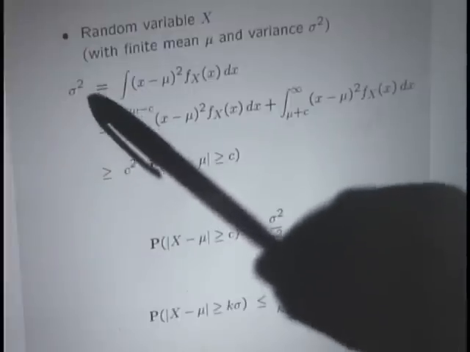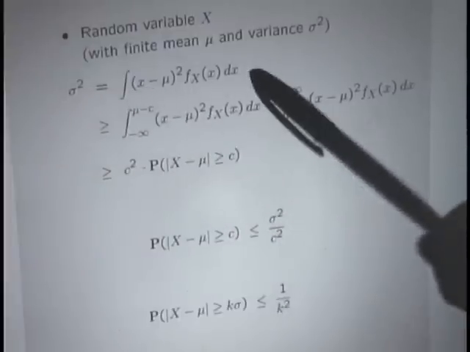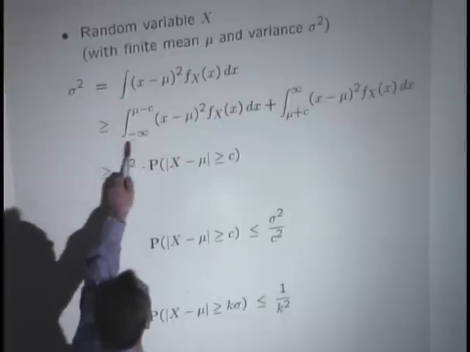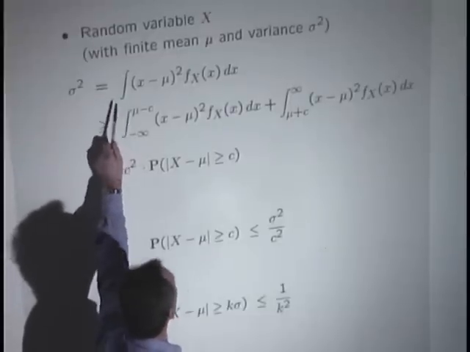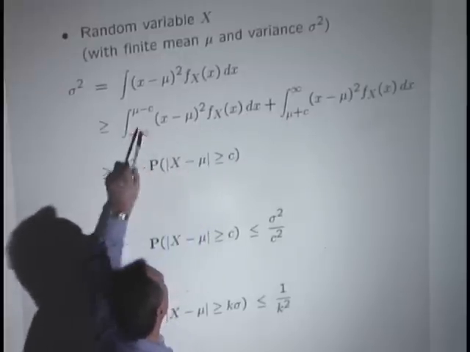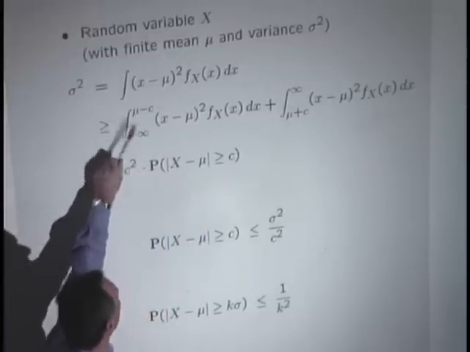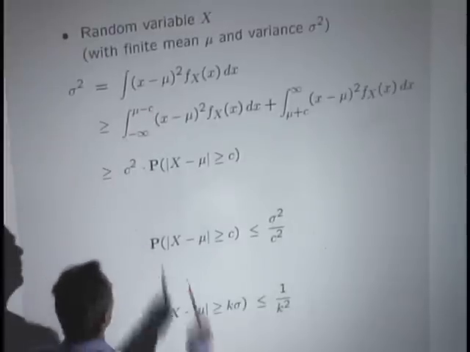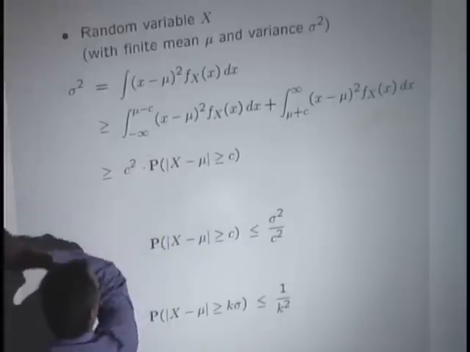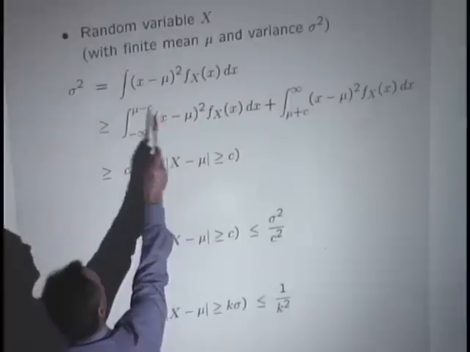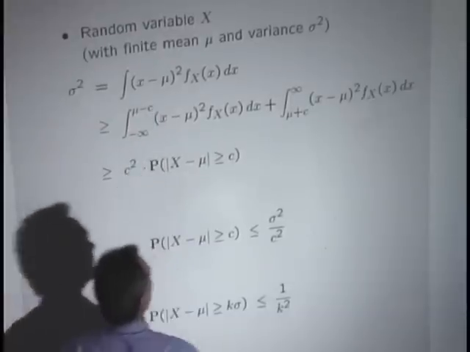So by definition, the variance is this particular integral. Now, the integral is going to become smaller if, instead of integrating over the full range, I only integrate over x's that are far away from the mean. So mu is the mean. Think of c as some big number. These are x's that are far away from the mean to the left, from minus infinity to mu minus c.